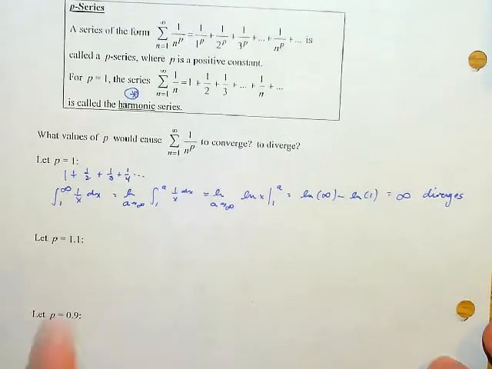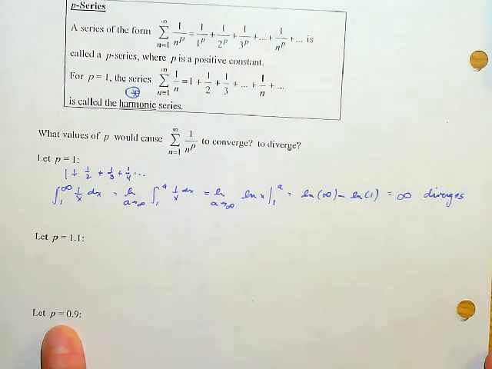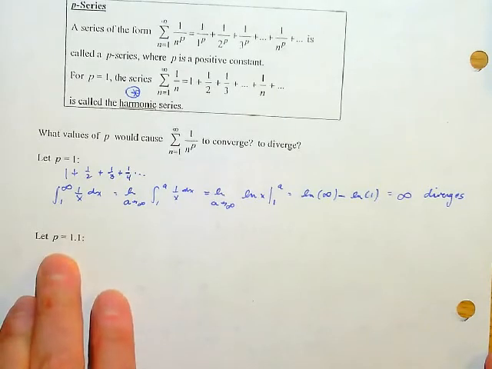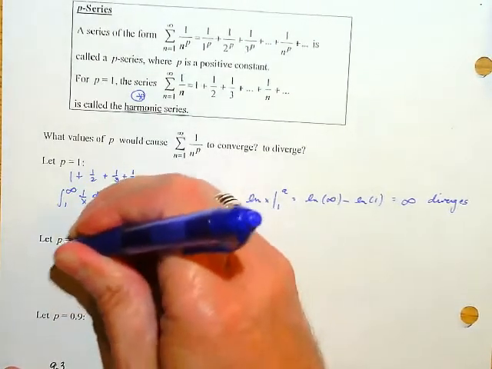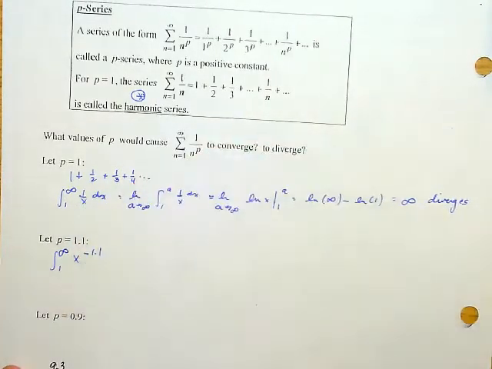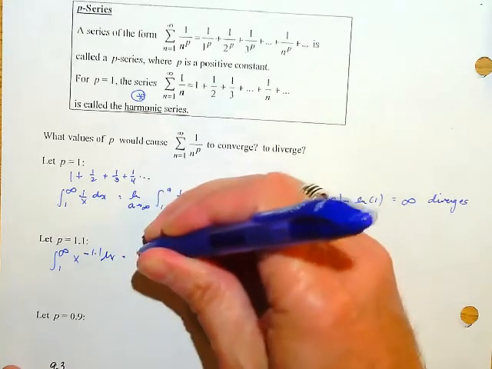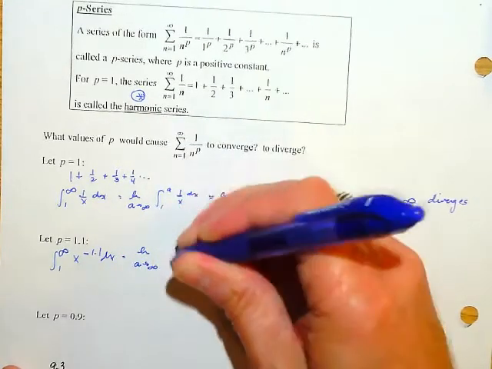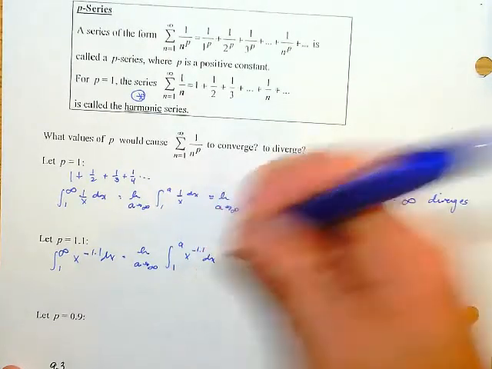All right, well, let's find it when p is 1.1, because it's a little bigger than 1, and then we'll compare it again with 0.9. Same idea. Those are positive, continuous, and decreasing when x is greater than 1. So I'm going to set up my integral now from 1 to infinity of x to the negative 1.1, right? Because that's the same as 1 over x to the 1.1. So we can use the power rule. Well, that's the limit as a approaches infinity of the integral from 1 to a of x to the negative 1.1 dx.